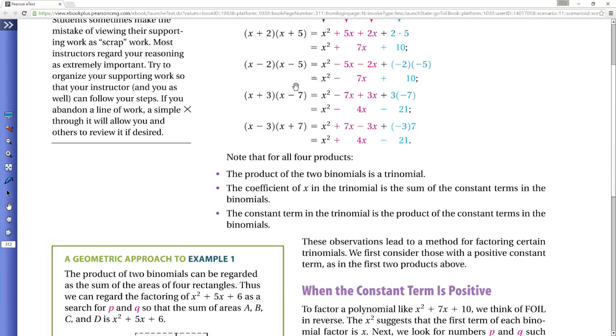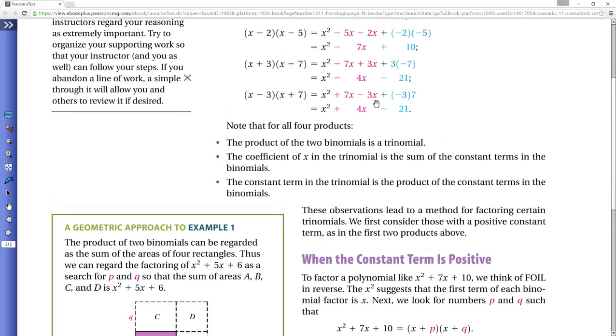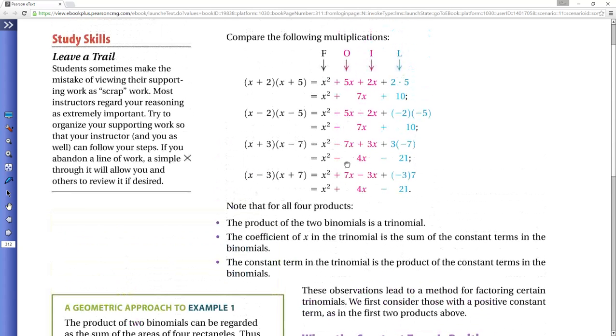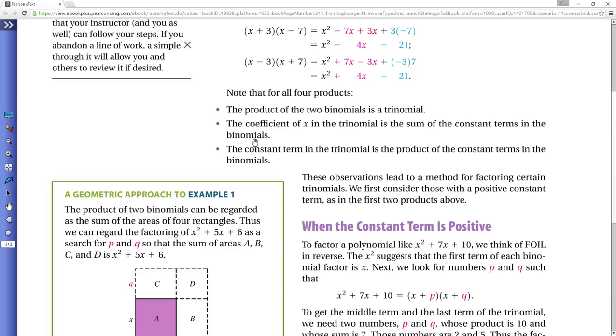So I think they emphasize a little bit too much about the pattern stuff, where this stuff is really all the same. When we think about how we get this middle term, it's the sum of these, the O and the I. So the 5x and the 2x, negative 2x and 5x, and so on. It really is the same pattern, but it does help to think about them in those ways. It might help you remember to make sure you get your signs right, especially.